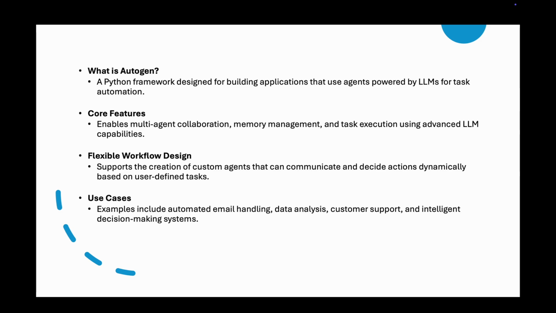We can use Autogen in tasks like automated email handling, data analysis, customer support automation, and also tasks where intelligent decision-making systems are required. For all these use cases, we can leverage Autogen capabilities to automate tasks by leveraging LLM capabilities. Now we understood at a high level about agentic AI and what is meant by Autogen. Now I would like to take you to the sample code to make these concepts a little clearer.